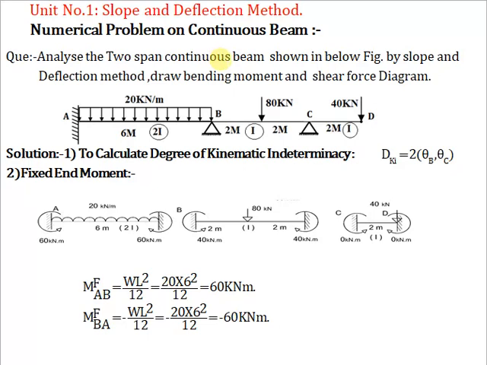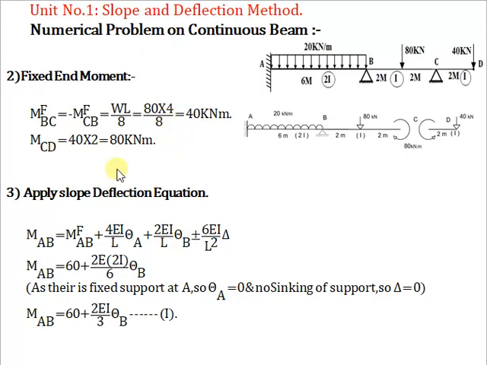This one is the second part of a previous problem. So let's quickly revise. This was a given problem. In the given problem, there were 2 degrees of freedom, and we calculated the fixed moment for each span. For span AB, the fixed moment at A is 60 kilonewton meter, and at B it is minus 60 kilonewton meter. Then also we have a fixed moment for span BC and end moment for cantilever portion span CD.